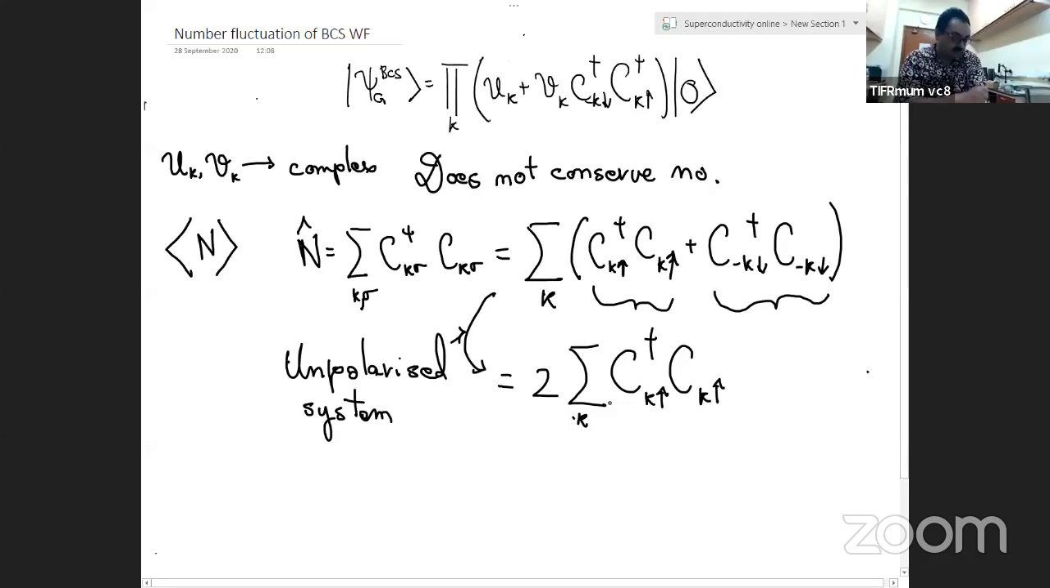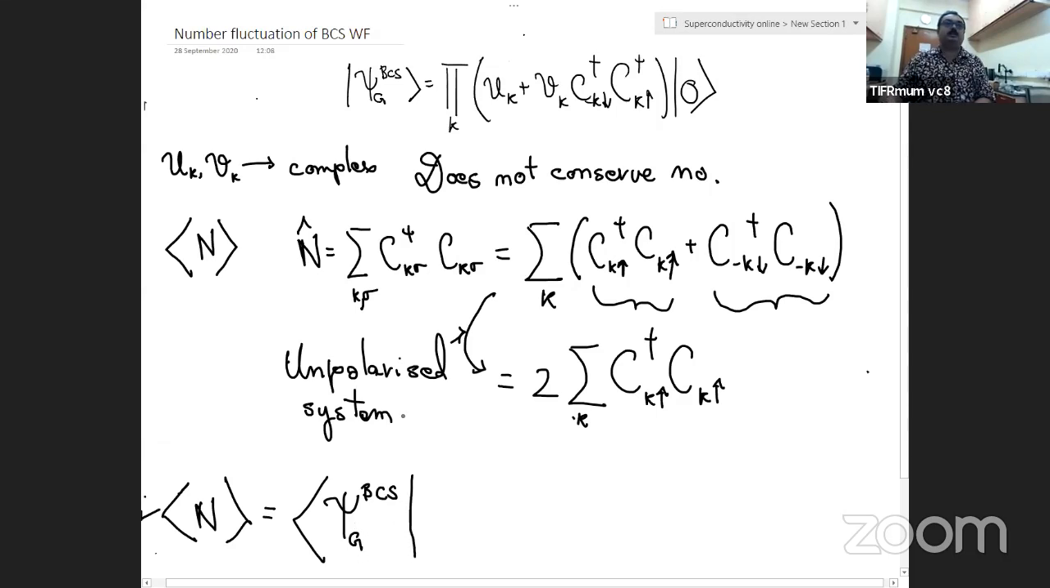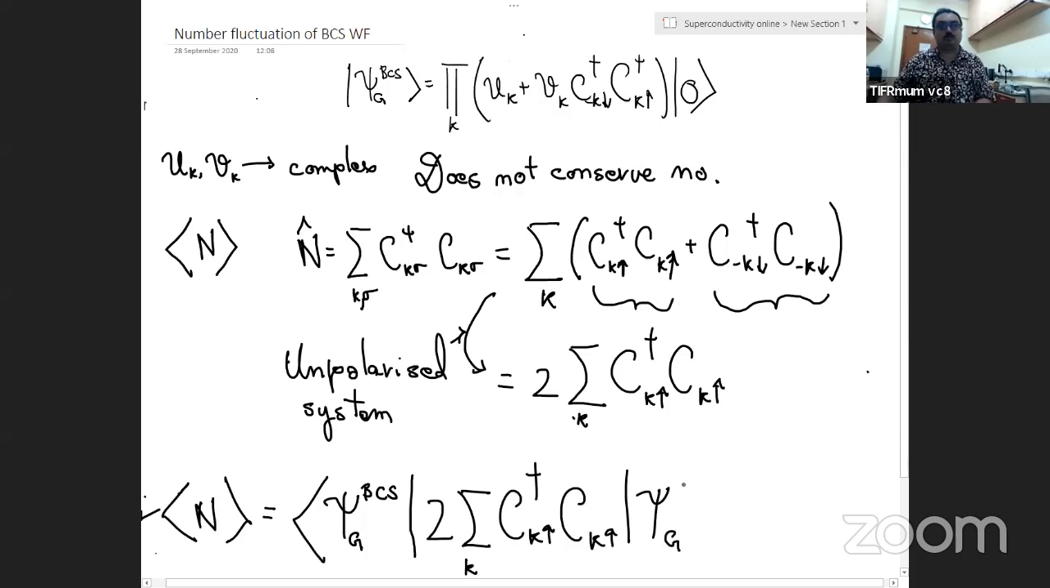All right. So this is the number operator. Now what I have to calculate is the expectation value of n, and that will be, where G stands for ground state and BCS of course stands for BCS. Okay, this is what I have to evaluate. So let's go ahead and try to evaluate this.